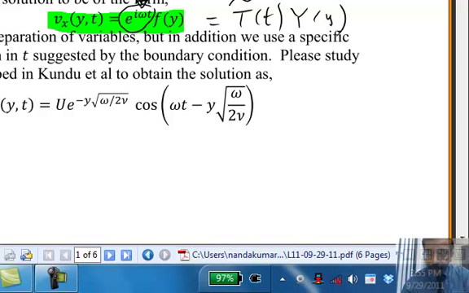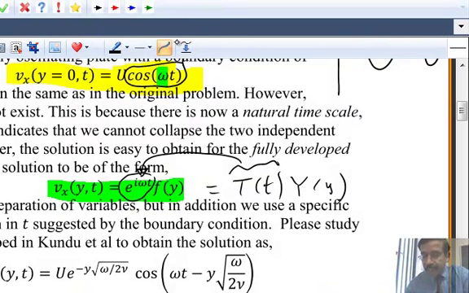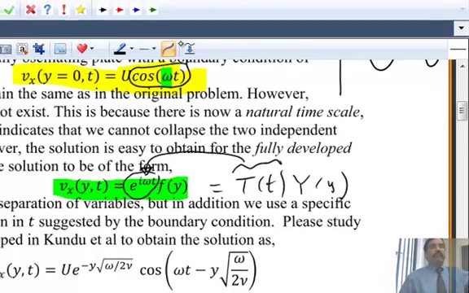He shows you how to develop this using the separation of variables. That I do want you to be able to take care of, because there are exercise problems in Bird, Stewart and Lightfoot that also take you through a very similar step in rotating concentric cylinders, which are used in viscometers. Okay, the same idea.